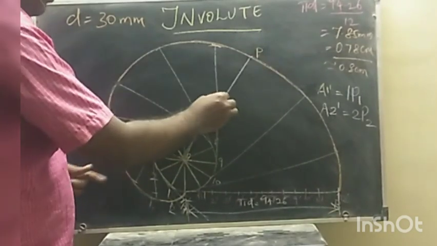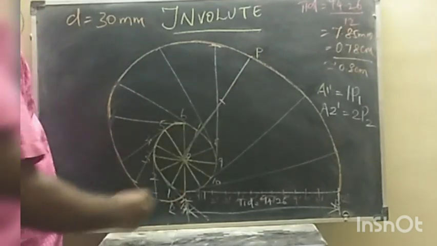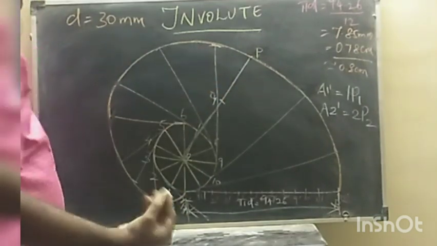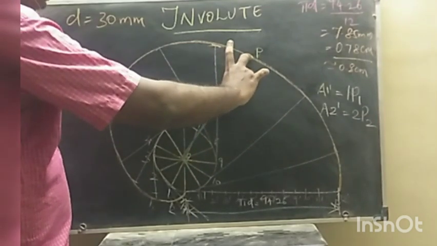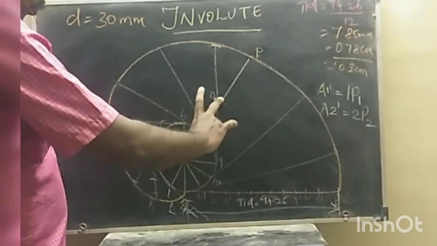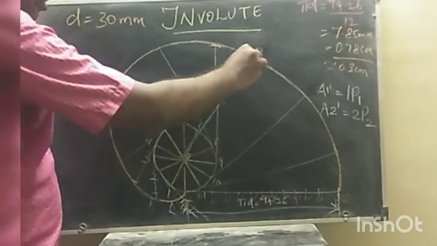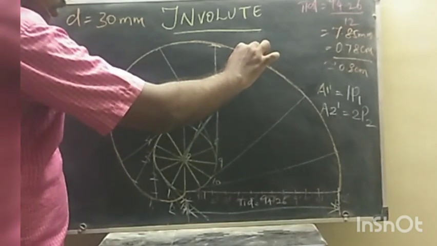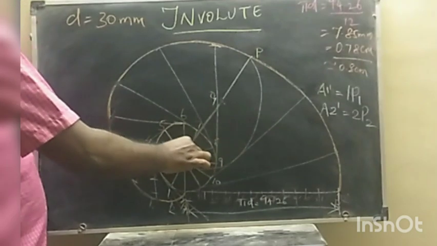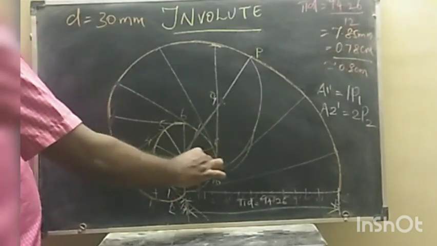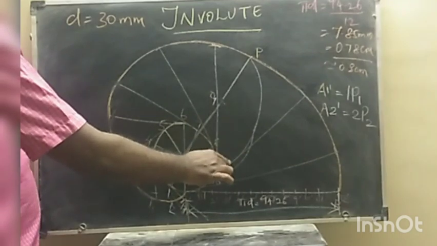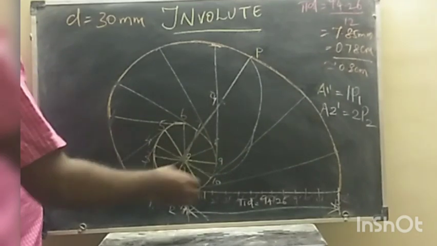Now measure the length of this line OP. Take the midpoint of that line. For example, let me take it here and give it the name O1. Now place your compass at O1, take O1P or O1O as radius, both are right, and draw a thin semicircle. You will get a semicircle wonderfully.